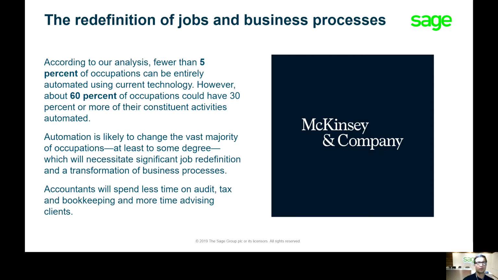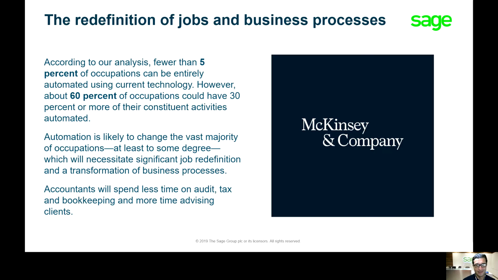Now, another McKinsey article really regarding the redefinition of jobs and business processes is a massive benefit. According to our analysis, fewer than 5% of occupations can be entirely automated using current technology. However, about 60% of occupations could have 30% or more of their constituent activities automated. Automation is likely to change the vast majority of occupations, at least to some degree, which will necessitate significant job redefinition and a transformation of business processes.